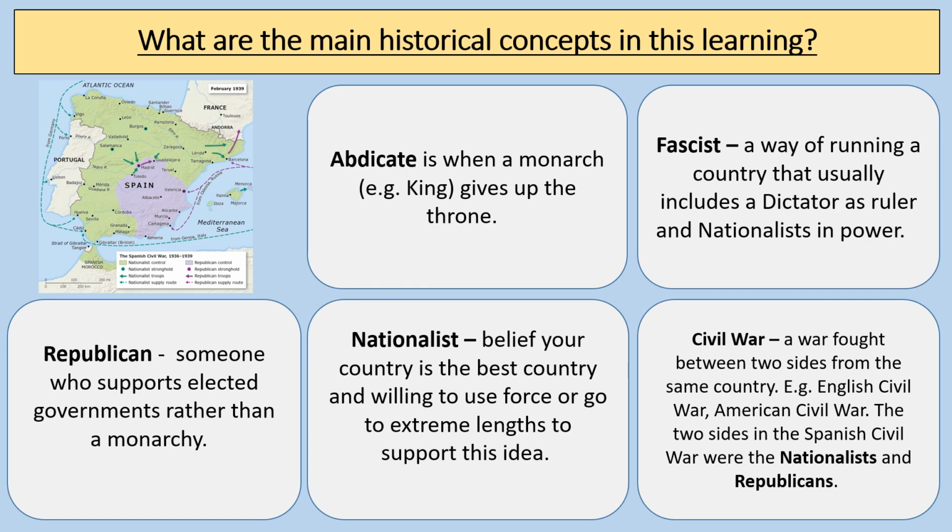So the main historical concepts that we'll learn about in this Meanwhile Elsewhere: abdicate is when a monarch, such as a king, gives up the throne. Fascist is a way of running a country that usually includes a dictator as a ruler and has nationalists in power. A republican is someone who supports elected government rather than a monarchy. Nationalist is the belief your country is the best country and you're willing to use force or go to extreme lengths to support this idea. And a civil war is a war fought between two sides from the same country, such as the English Civil War or the American Civil War. And as we've seen, the two sides in the Spanish Civil War were the Nationalists and the Republicans.